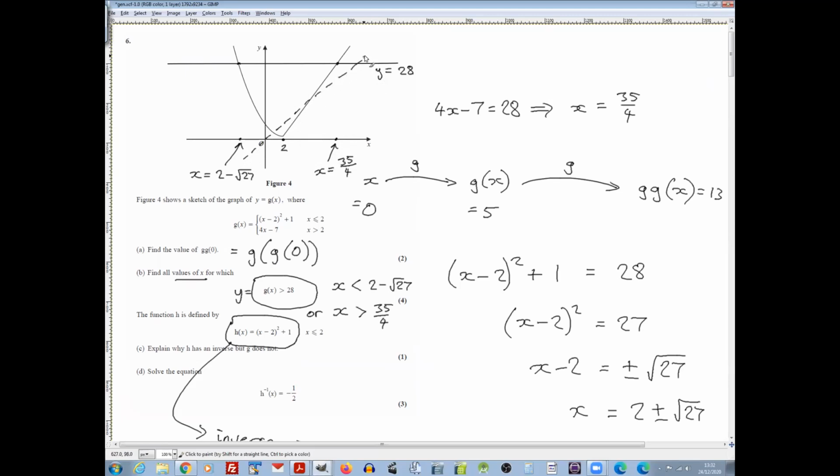If we're swapping x and y around, we are reflecting the pairs of coordinates in that line, so their x and y coordinates get reversed. Yeah, 35 over, or 8 3/4 and 28 becomes 28 and 8 3/4.